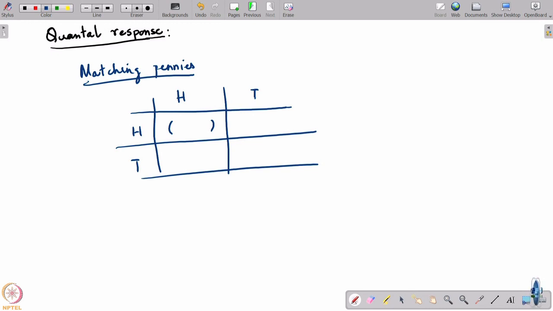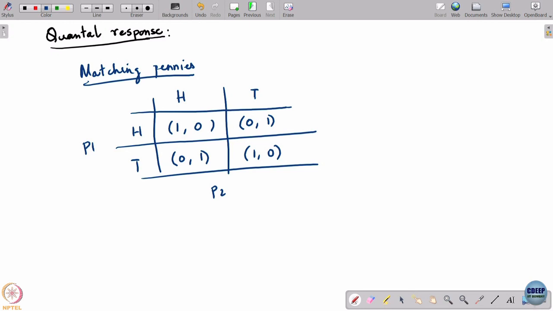If both put heads up, then player 1 gets 1 and player 2 gets 0. So the row player gets 1, column player gets 0. If both put tails, then again player 1 gets 1 and player 2 gets 0. On the other hand, if they do not coordinate, that means if player 1 puts heads and player 2 puts tails, then player 1 gets 0 and player 2 gets 1. And vice versa as well. If player 1 puts tails and player 2 puts heads, then player 2 gets 1 and player 1 gets 0.